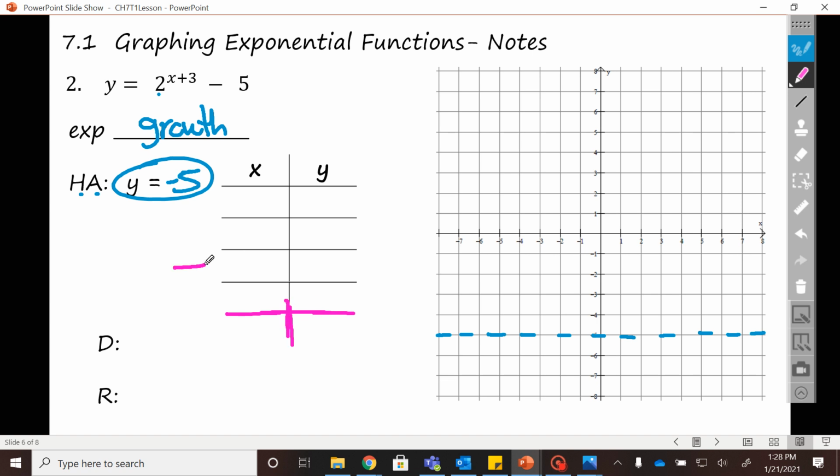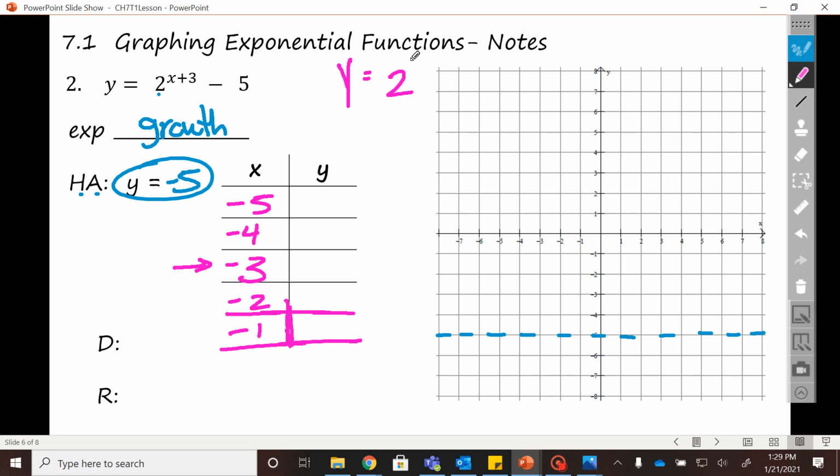The middle value of our table should make the exponent 0. Well, the exponent is x plus 3. So in order to make that exponent 0, we'd have to plug in negative 3. All right, the one above that should be to the left, which is negative 4, and then to the left of negative 4 is negative 5. Below, the right of negative 3 is negative 2, and the right of negative 2 is negative 1. We'll plug all of these into the equation.